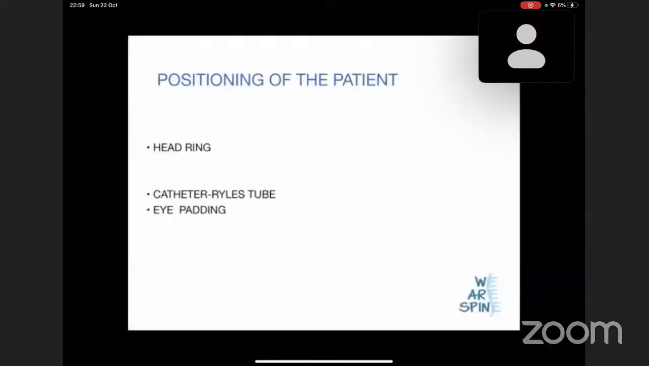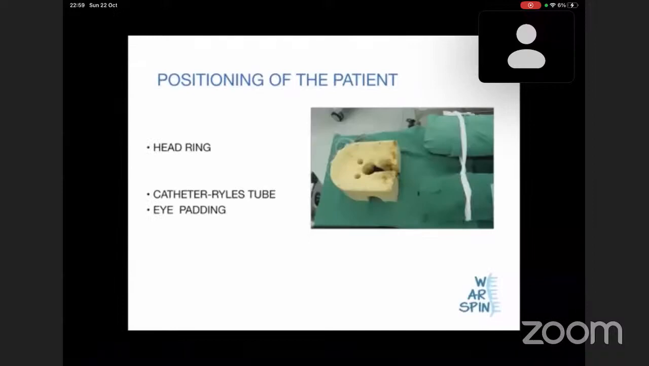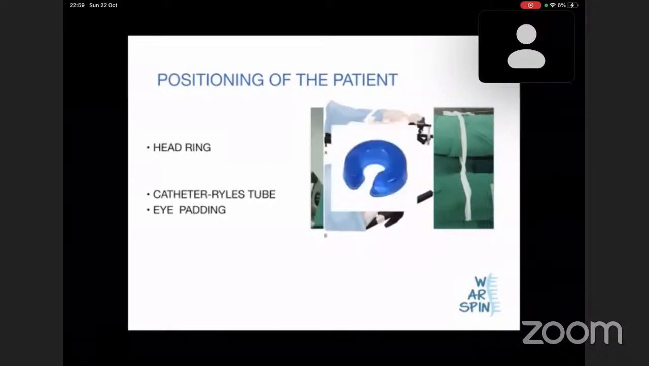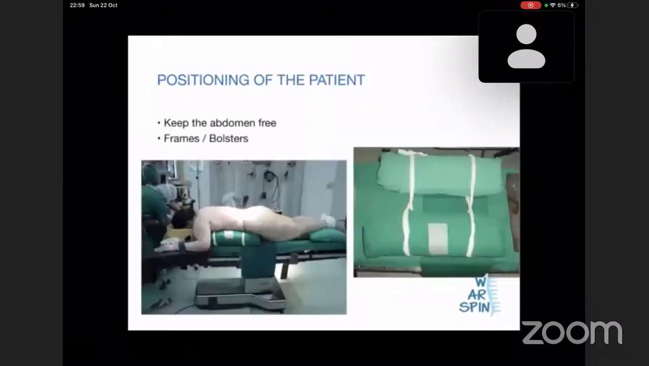In positioning, remember that you have a good head support along with the Ryle's tube, which is passed. You can use a foam head support, or attachments to tables with tongs, or some newer jelly head supports. Make sure that whatever you use, you have adequate and good eye padding. Keep the abdomen free from the table with the help of bolsters. These bolsters can be arranged either horizontally or vertically.